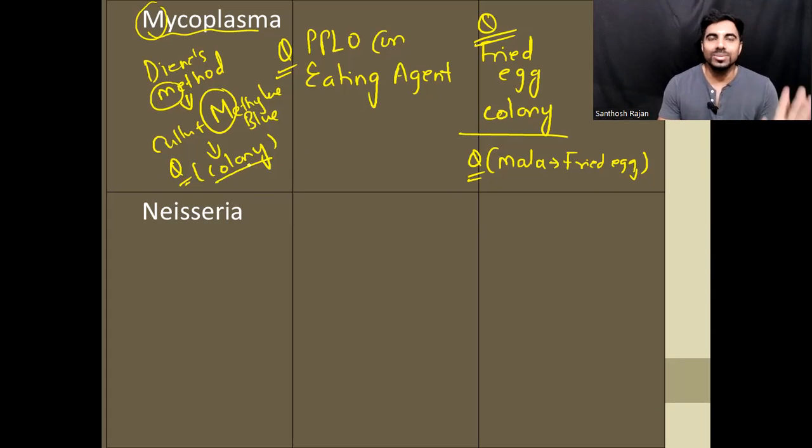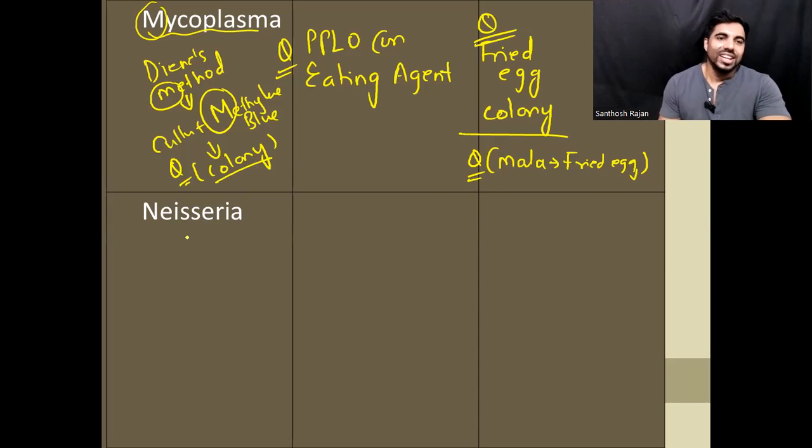So, these are the mycoplasma. Definite question, mycoplasma. And you know that it's what's called walking pneumonia or PPLO pneumonia. PPLO is basically a pleuropneumonia-like organism. And eating agent. That's it. Very simple and easy. You will not make any mistake. Most common cause of atypical pneumonia.